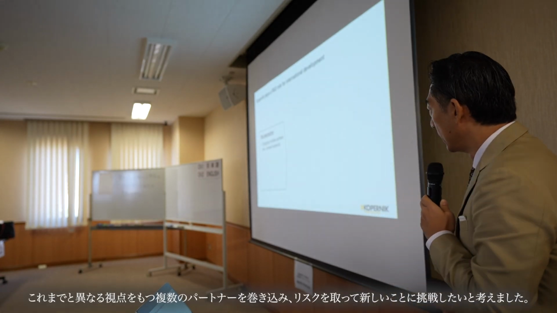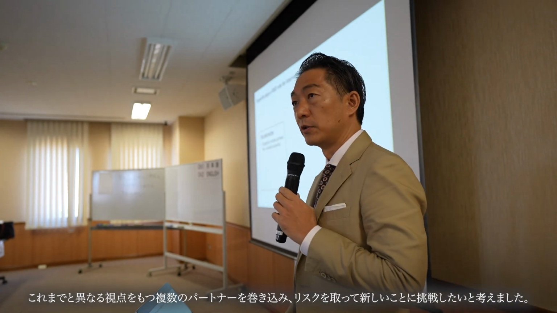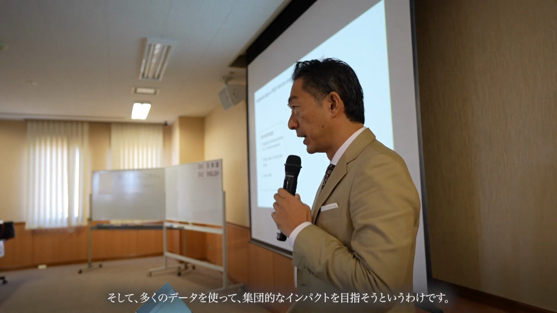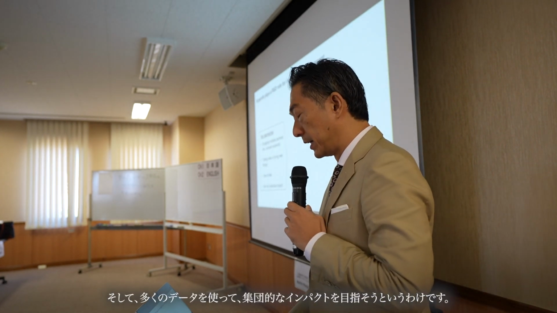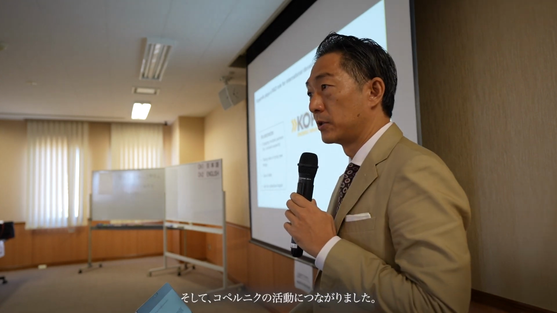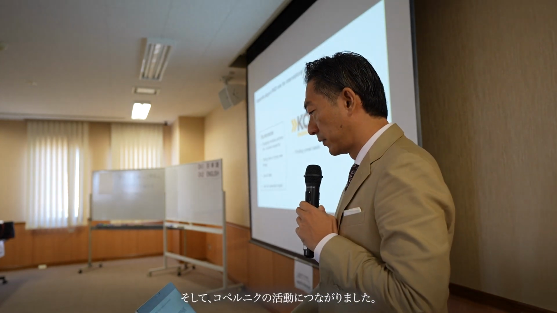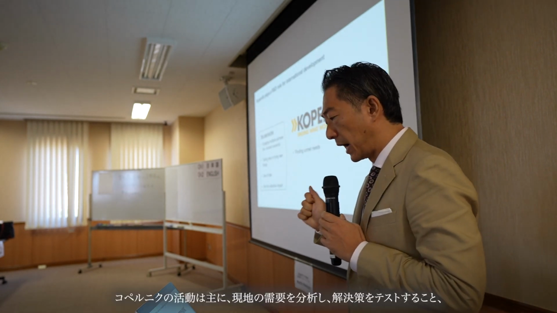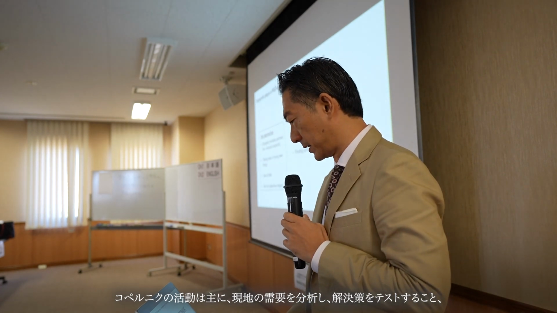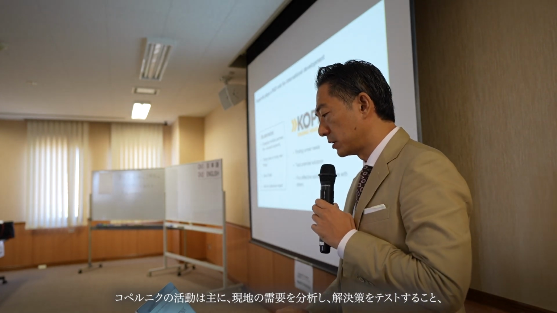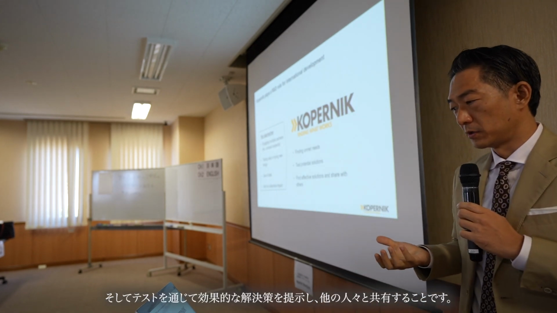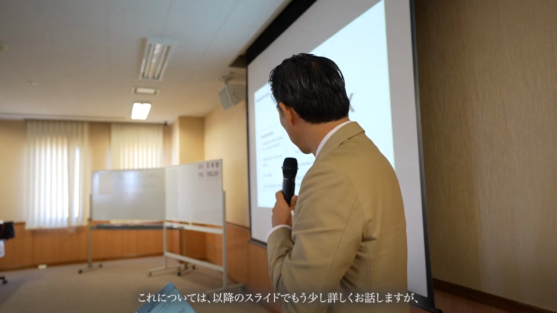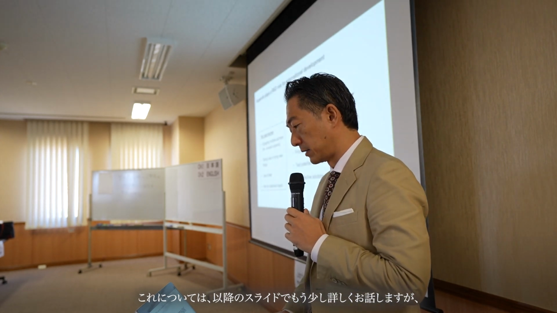So key approach, we wanted to engage multiple partners, including unusual suspects. We want to take risks and try new things. Let's use a lot of data and aim for collective impact. And that led to the activities of Copernic, which include finding unmet needs, testing potential solutions, finding effective solutions through the testing, and sharing with others. I'll tell you a little bit more about this in the coming slides.